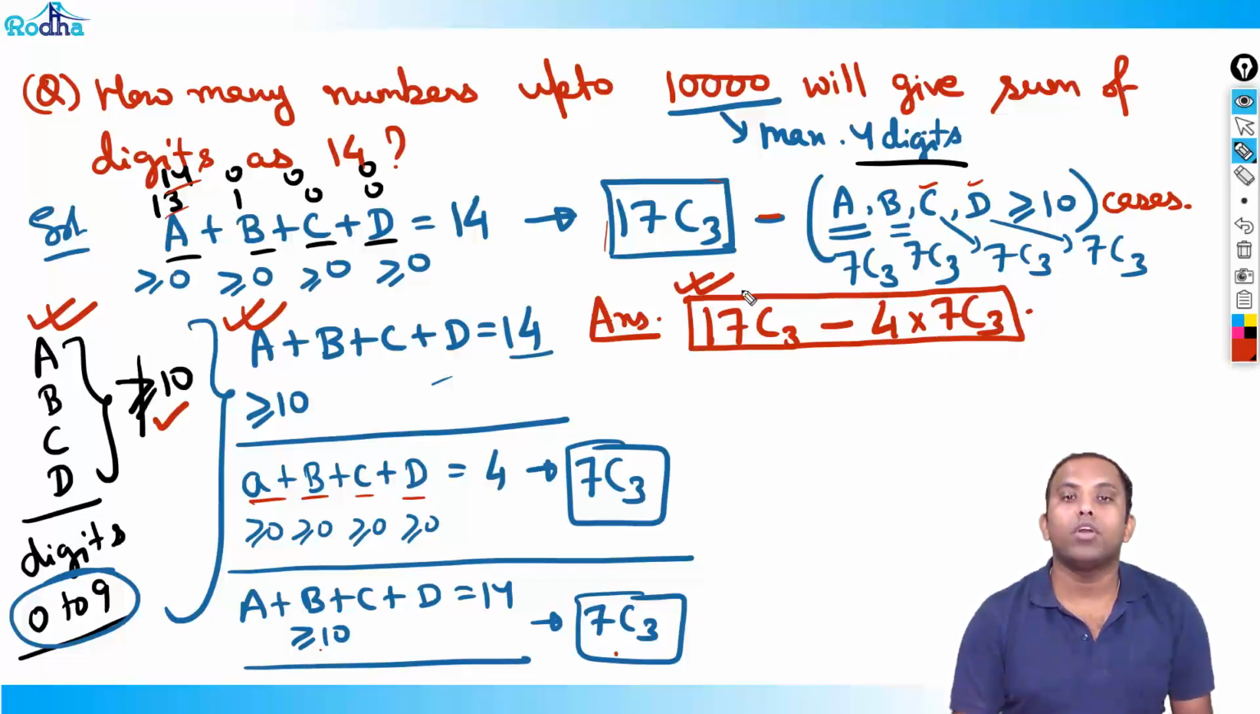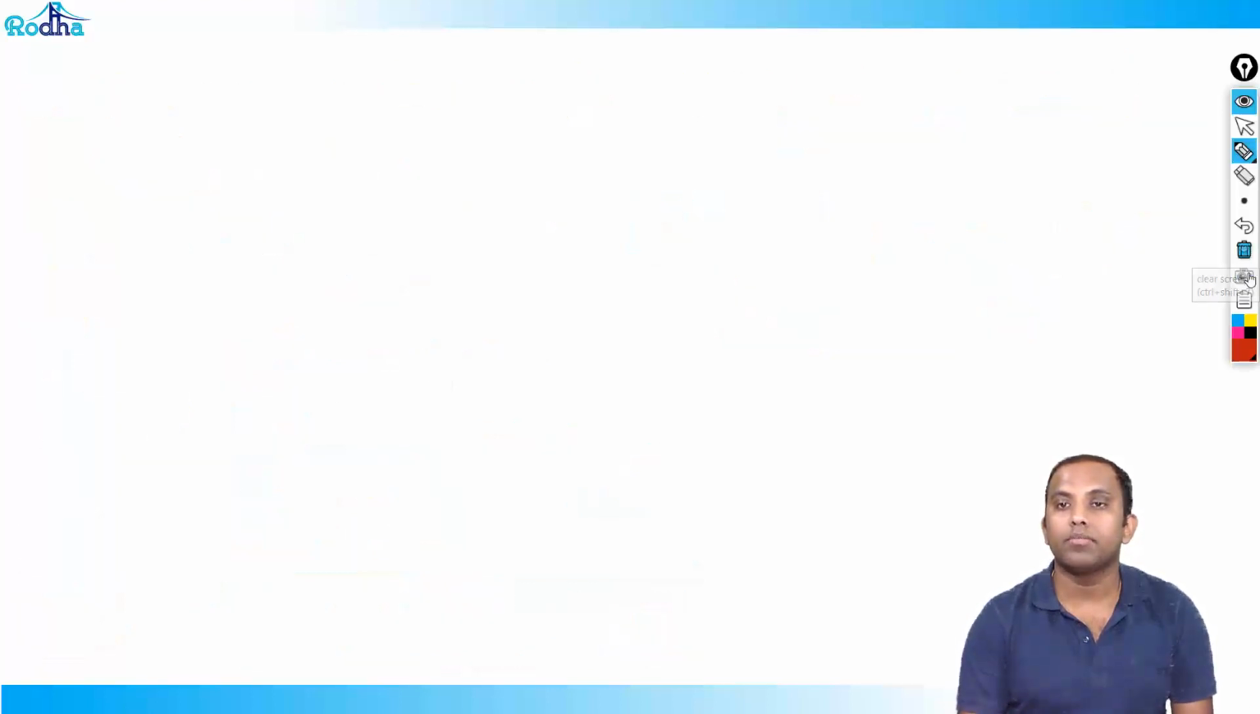So now this answer contains all the cases where a, b, c, d are less than or equal to 9. Now this is the answer. A very good question, right? This is a very, very good question. Okay, so let's do one more question of this kind to get more clarity.